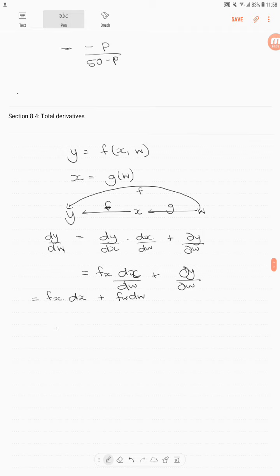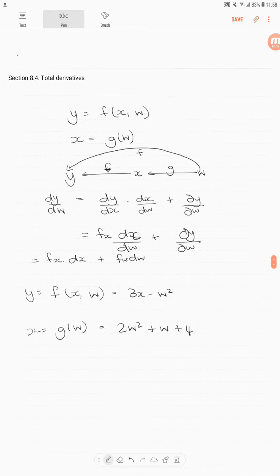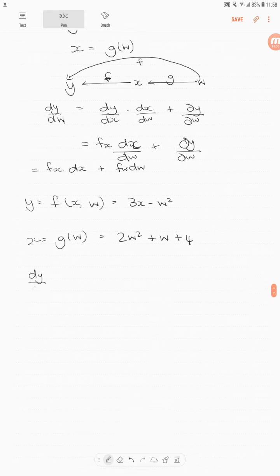So let's do an example. Y is equal to a function of x and w, which is equal to 3x minus w squared, and x is g of w, which is equal to 2w squared plus w plus 4. dy/dw is equal to dy/dx times dx/dw plus the partial derivative dy/dw.